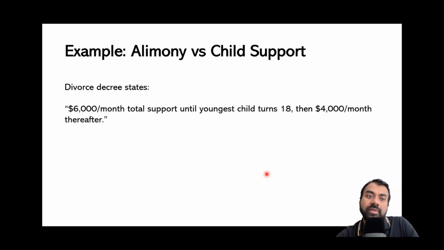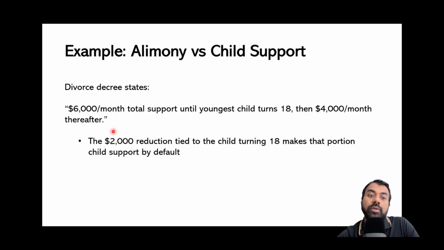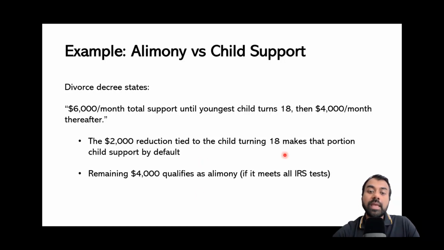Now, let's look at a specific example. The divorce decree states $6,000 per month total support until the youngest child turns 18, then $4,000 per month thereafter. So here, what we need to understand is that this $2,000 reduction is tied to the child turning 18, and that makes that portion child support by default, and that $2,000 is not alimony. And so the remaining $4,000 qualifies as alimony. Of course, it needs to meet other IRS rules, but for the purposes of the CFP exam, we'll simplify and just focus on the distinction between child support versus alimony.